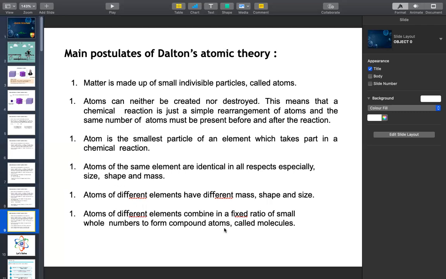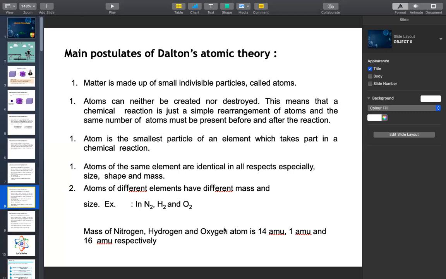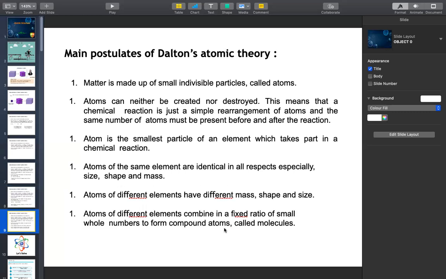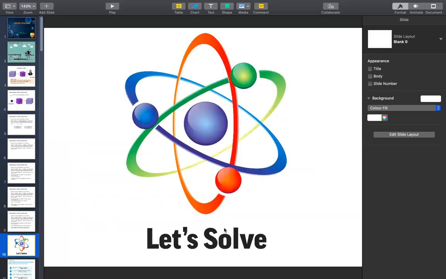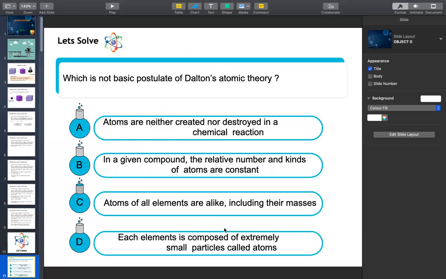This I already explained when I started my basic concept of chemistry. So he said that different elements will have different mass. Then he said the atoms of different elements combine in a fixed ratio of small whole numbers to form compounds, called molecules. Now we will see some questions.